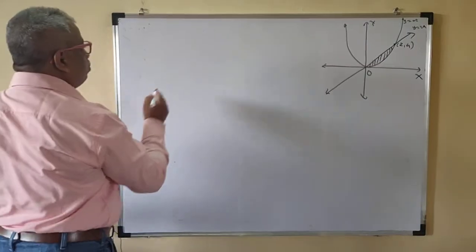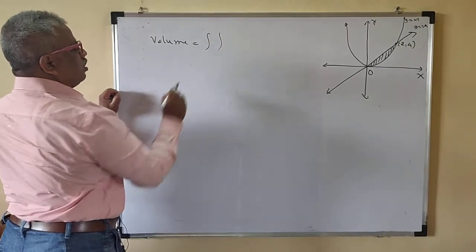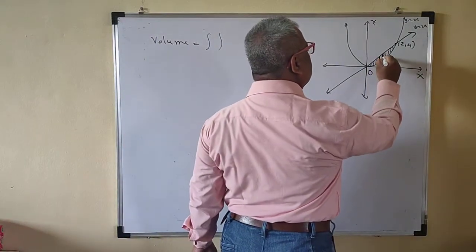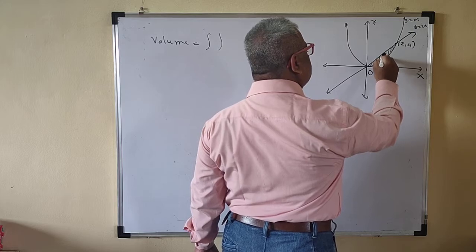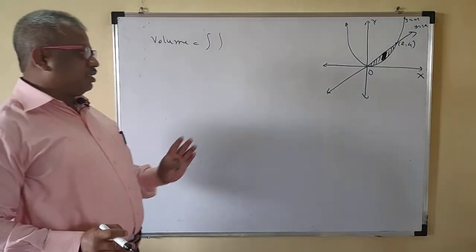Now we'll solve our problem. Your volume is equal to the double integral. We draw the strip parallel to the y axis. Then the limits of x are constant.